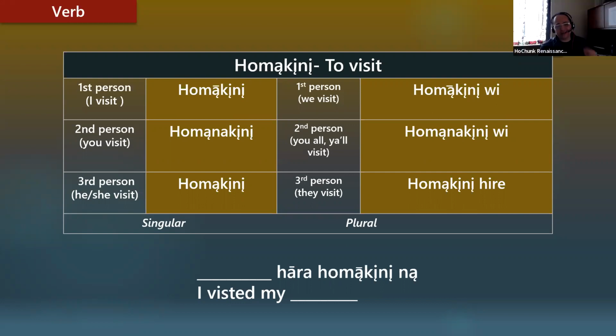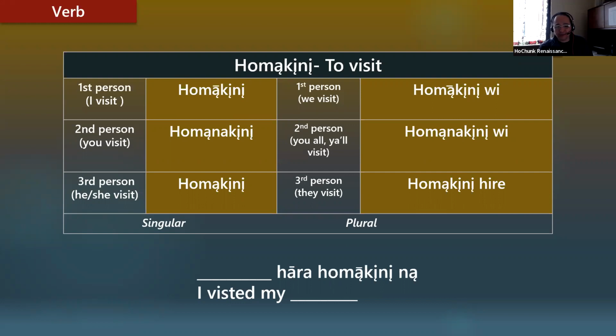All right. I think on that portion, I might probably not have said it, but I meant to say, we, you all. So how would we say you all? You visit, oh, you all visit my grandmother. Ikroke hara homa nakini wina. Correct. Yep.